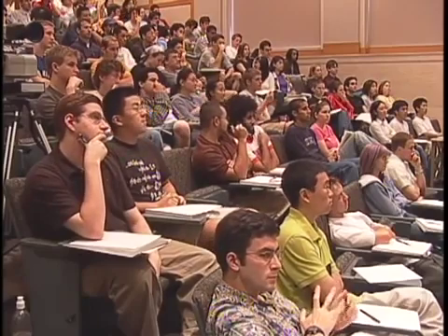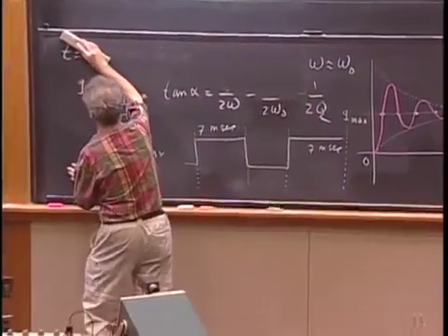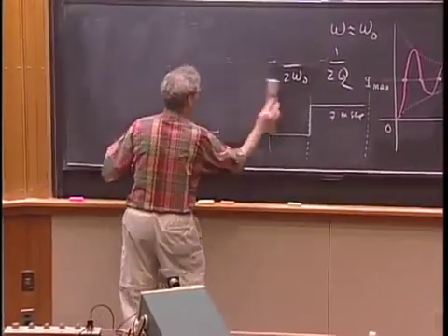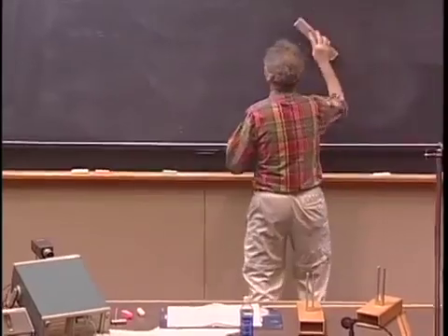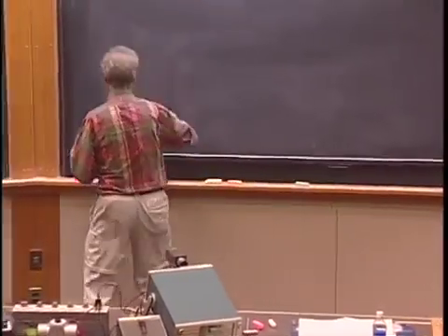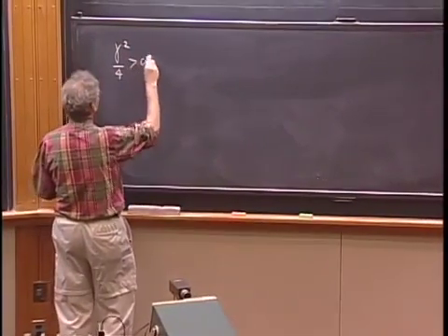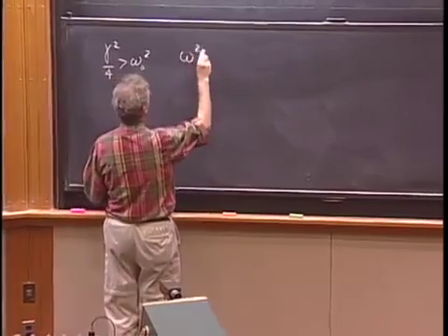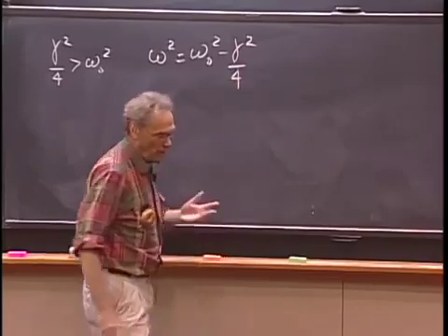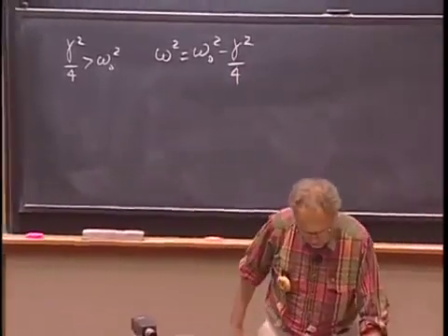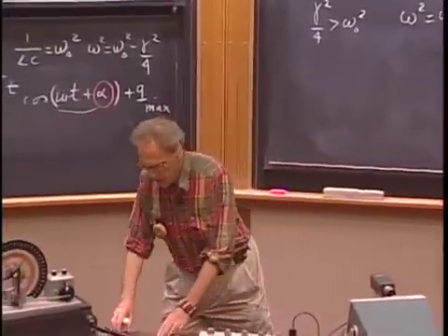All this is very nice and dandy, but what now happens if gamma squared over 4 is larger than omega 0 squared? So our solution, omega squared equals omega 0 squared minus gamma squared over 4, is utter nonsense, because omega would then be imaginary. So now we have to go back to our original differential equation and find a new solution.